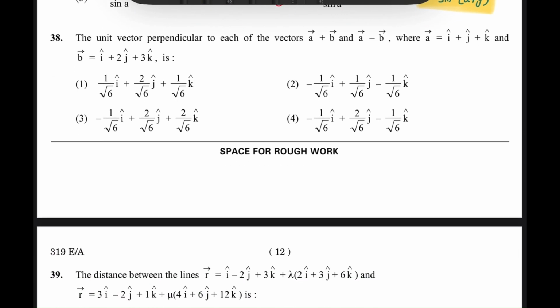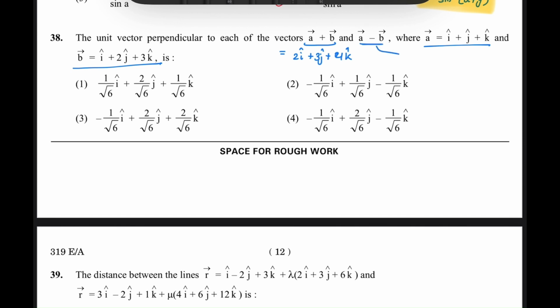Let's move to question number 38. The unit vector perpendicular to each of these, a plus b and a minus b. So first you have to find a plus b. What is a plus b? You have a vector, you have b vector. Just add these two. So a plus b will be i plus i, that will be 2i, j plus 2j, that will be 3j, plus k plus 3k, that will be 4k, right? So you have a plus b.